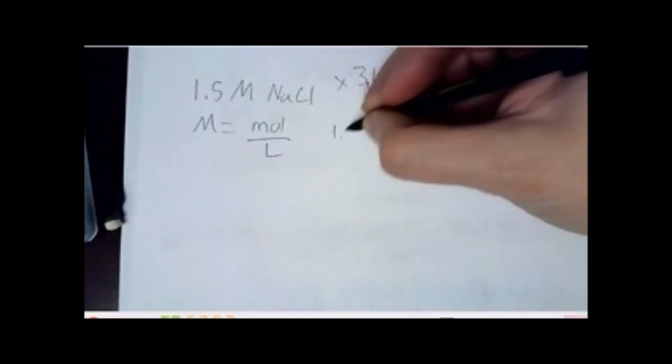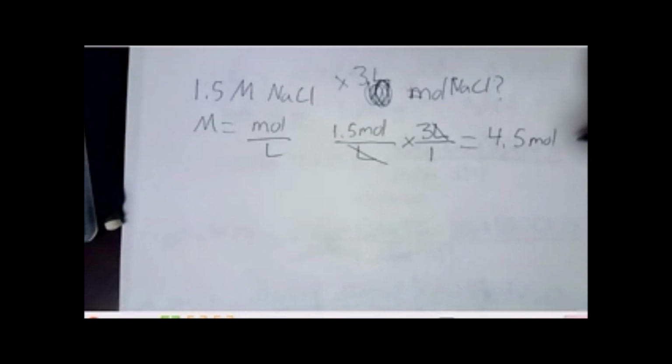What would the moles of sodium chloride be? Well, molarity is defined as a mole over a liter. So to do this, I would have 1.5 moles of sodium chloride over a liter, multiplied by our 3 liters. And the question is, how much would I have? You would have 4.5 moles of sodium chloride.